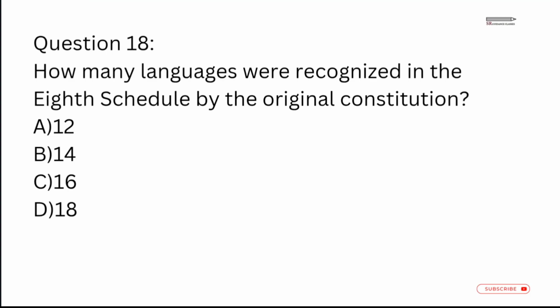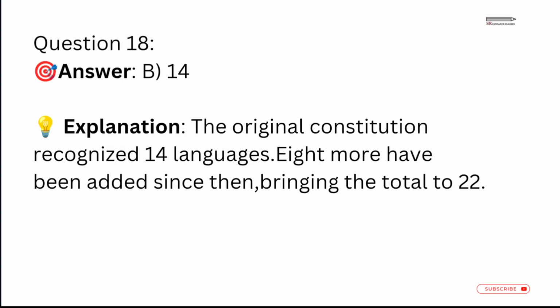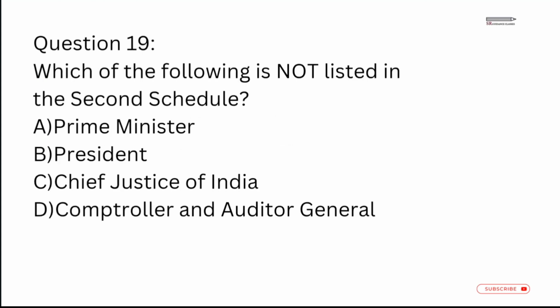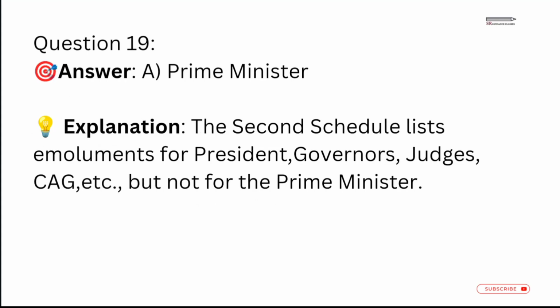How many languages were recognized in the 8th schedule by the original Constitution? The correct answer is option B, 14. Which of the following is not listed in 2nd schedule? The correct answer is option A, Prime Minister.